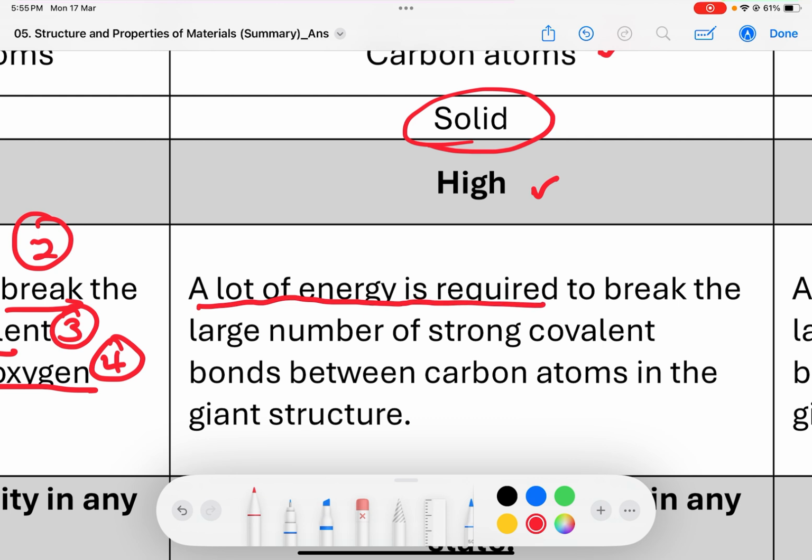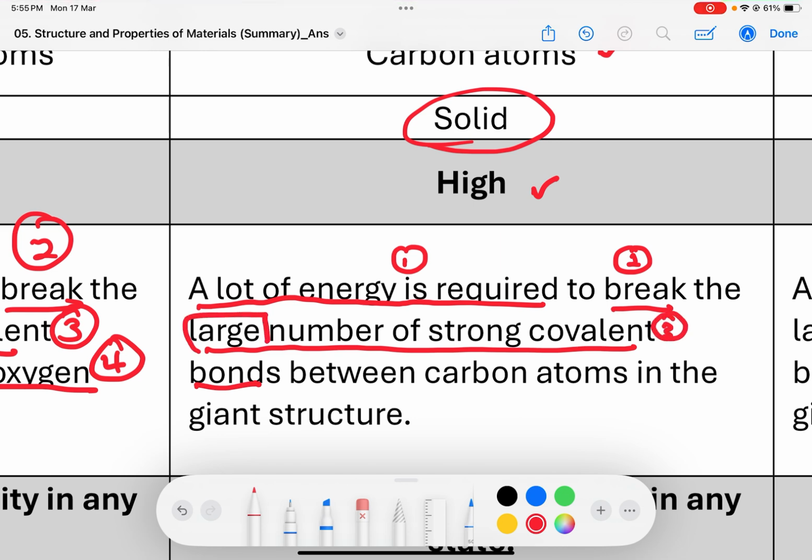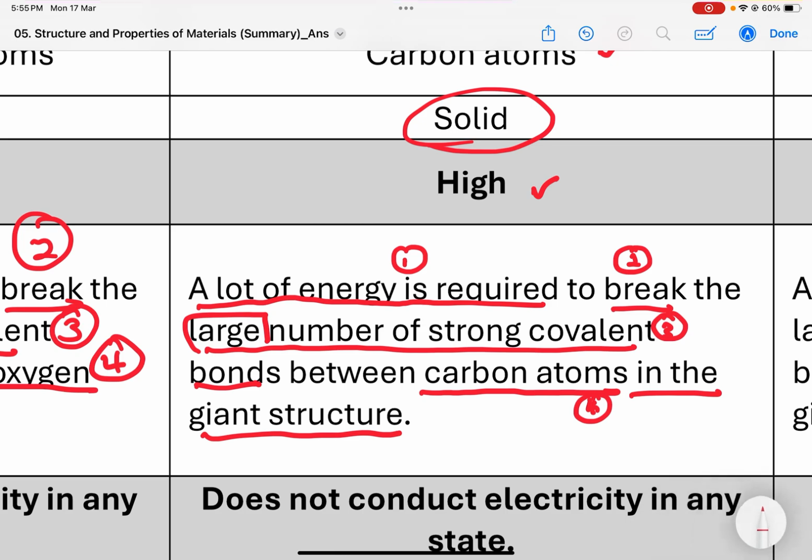So a lot of energy is required, once again, because of the high melting and boiling point. To do what? In this case, to break. So once again, for giant covalent structure, we are breaking the bonds. We are not overcoming them, we are breaking. So a lot of energy is required to break what? The large number of strong covalent bonds. Okay, take note, the word large is important. This large number of covalent bonds is between what? Between carbon atoms in the giant structure. Okay, don't just stop at between carbon atoms. Why is there a lot? It is because there's this whole giant structure with tons of bonds that I need to break.